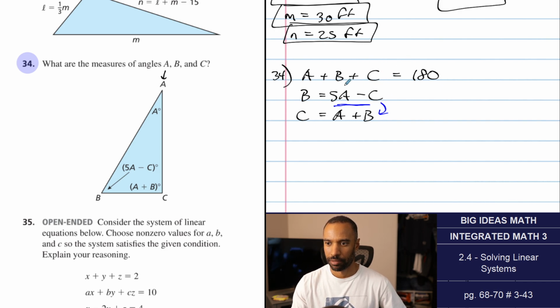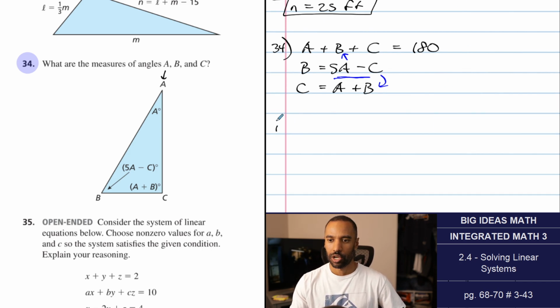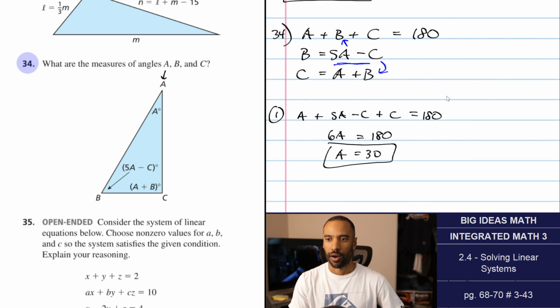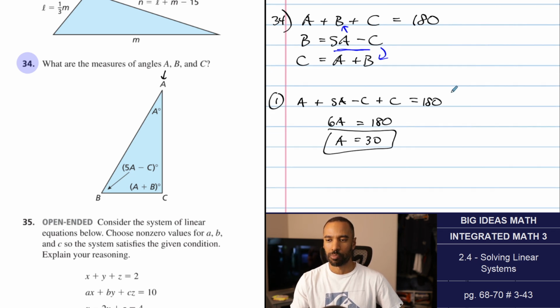And then up here, in the top equation, equation 1 will now look like A plus B plus C equals 180, or 6A. The C's cancel. 6A equals 180, so A equals 30. All right, well, I still got to solve for the others, but A is 30.